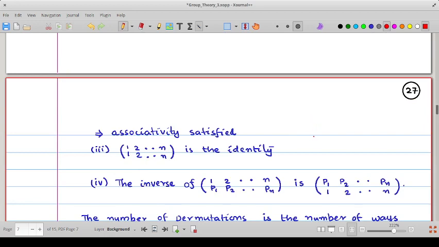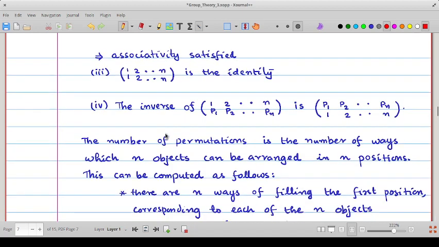Now, the identity permutation is something that does nothing to the arrangement of the objects. So that can be written in our notation as this. The object in the first position is placed in the first position, object in the second position is placed in the second position, and so on. Therefore, it does not change the arrangement of these objects.